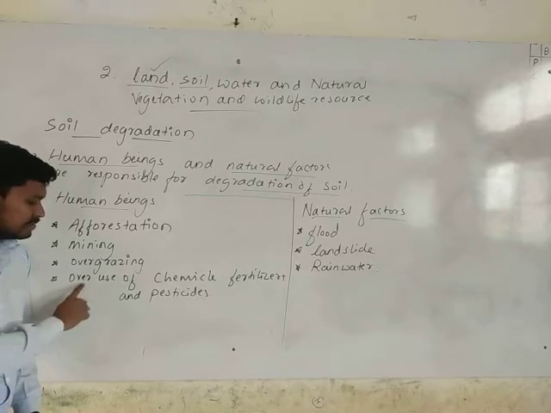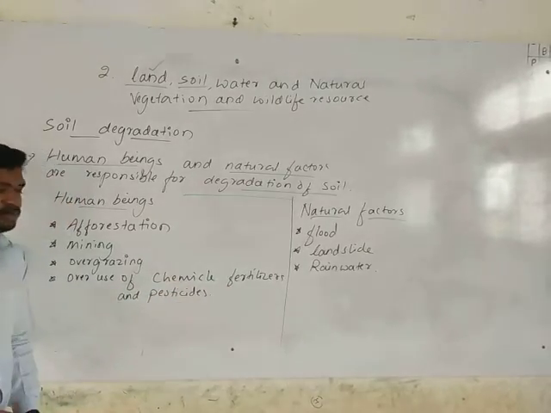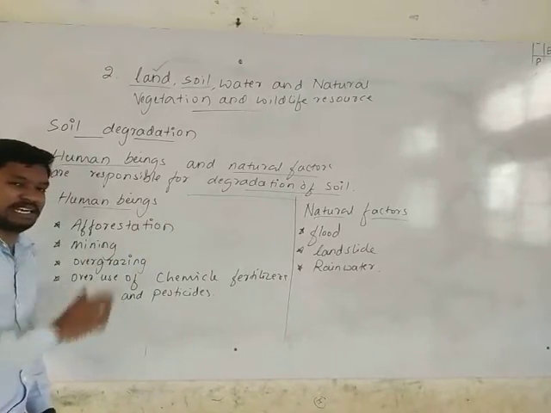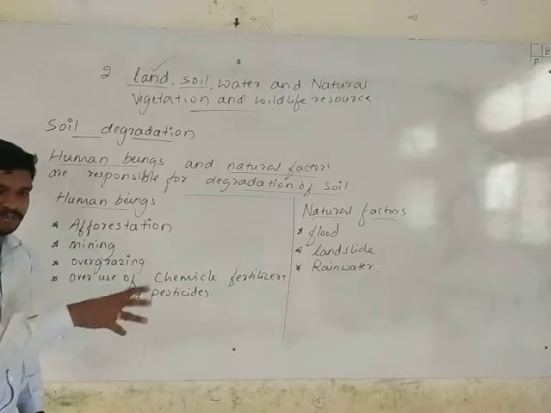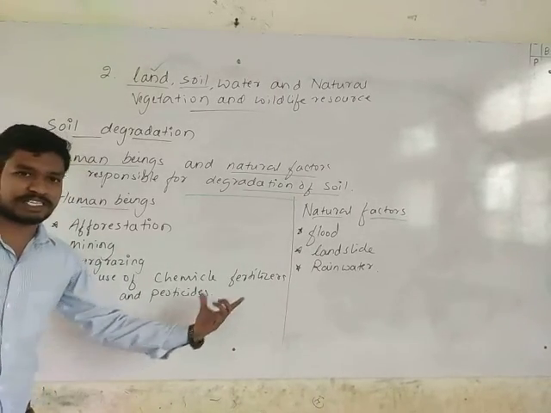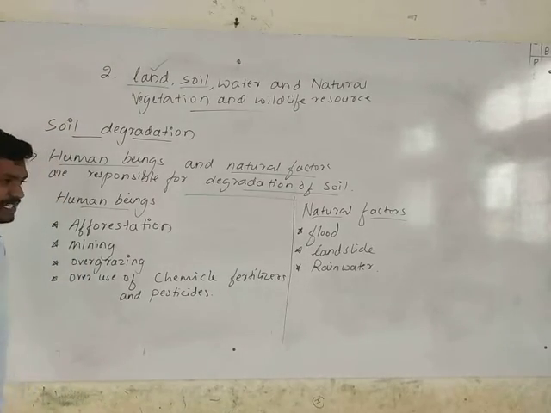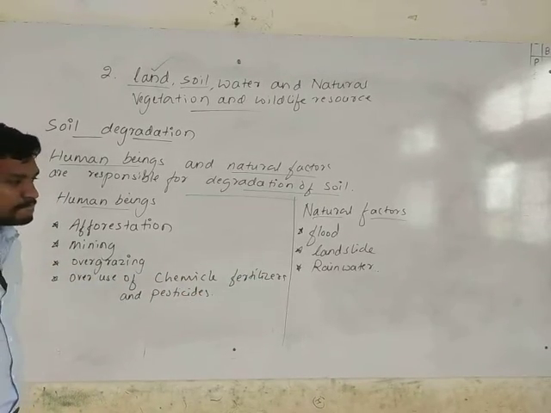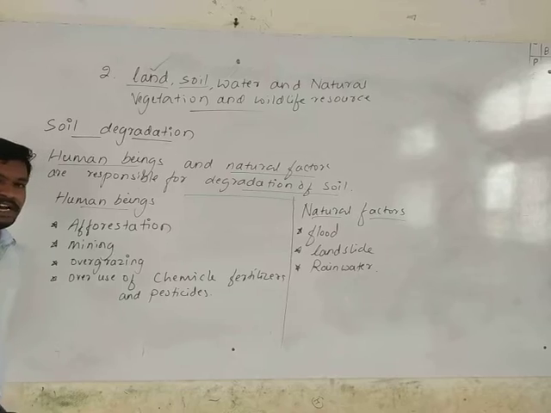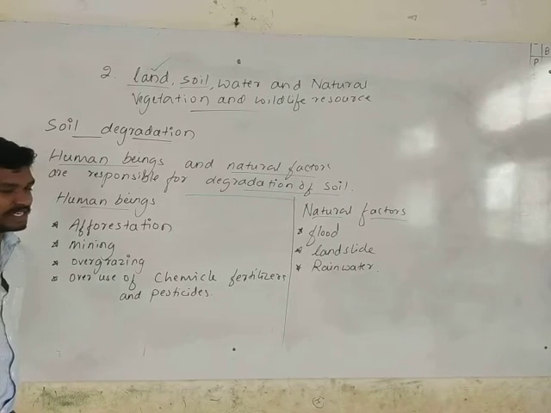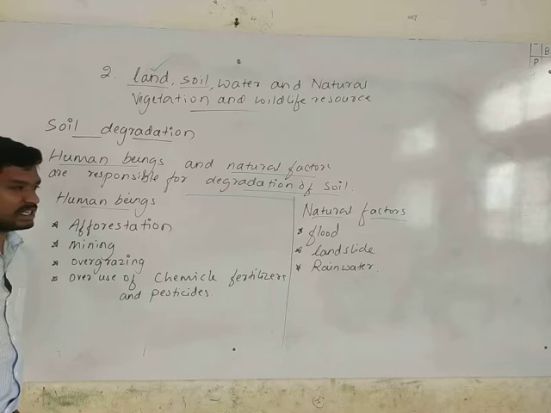Then the overuse of chemical fertilizers and pesticides causes land and soil degradation. Because more chemical fertilizer kills the organic matter present in the soil, so it automatically loses its fertility. Then the natural factors like flood, landslide, and rainwater. Rainwater runoff erodes the soil, and then it loses fertility in particular places, like agriculture areas.